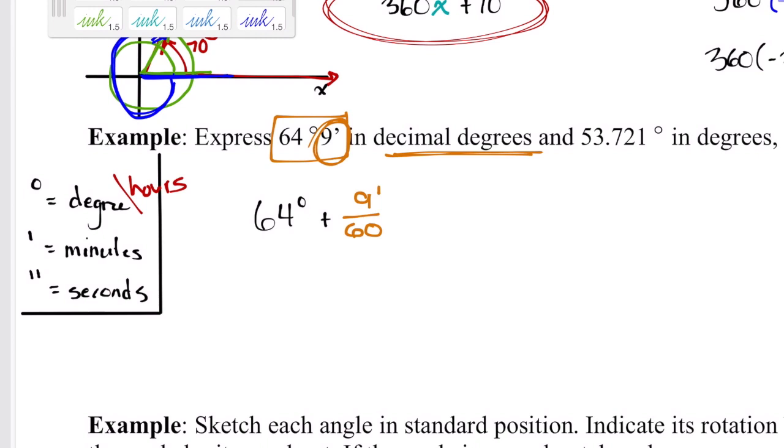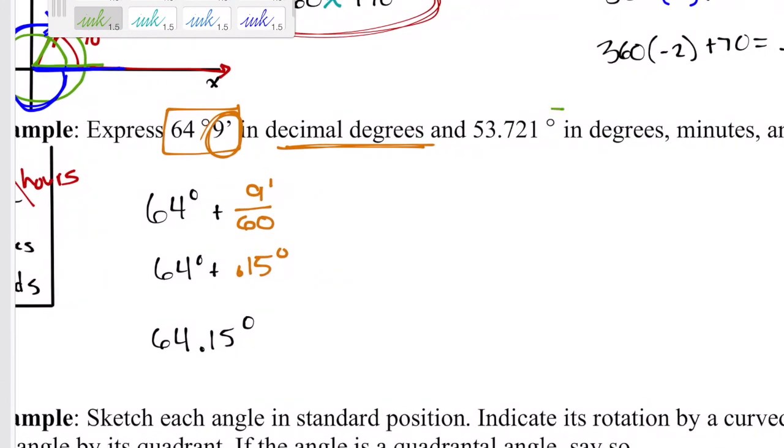And we would end up with 0.5. I'm sorry, 0.15. So that's now our degrees. So my final answer is just 64.15 degrees. Pretty much the exact same way that you're going from hours to minutes to seconds, you're doing the same thing for this.